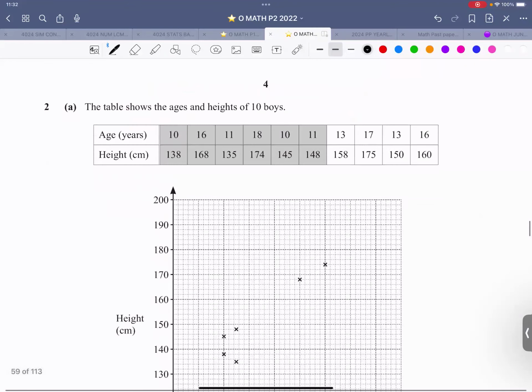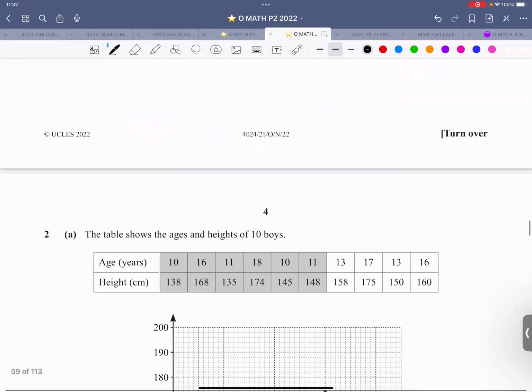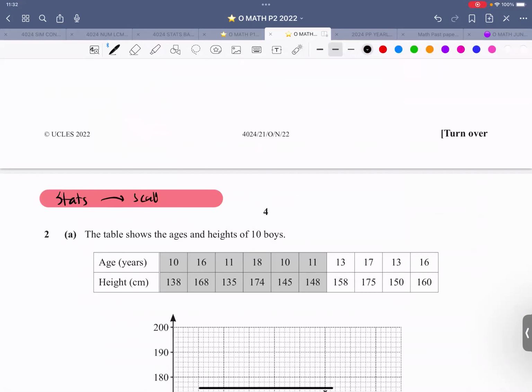Now let's move on to the next question, and this looks like a question on scatter diagrams, line of best fit, and all these things. So this is statistics, and in stats, it's about scatter diagrams, something very basic, very simple.